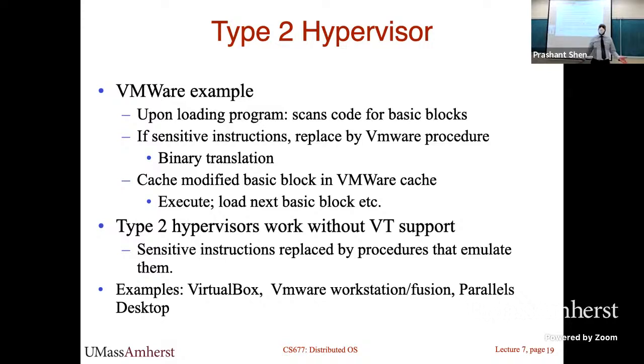You can run this on machines where there is no requirement that the sensitive instructions are also privileged, that they cause a trap, because you don't need them to cause a trap. You just eliminated them. You never execute them to begin with. You modify them and execute a different instruction instead that invokes a function. As a result, you could run type 2 hypervisors on older hardware, even though type 1 hypervisors would not run on that hardware. They did not have the property we needed. But we don't need that property for type 2 because we came up with a different approach to deal with our sensitive instructions.